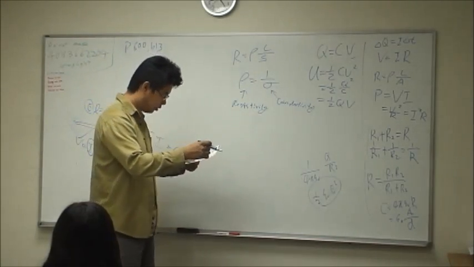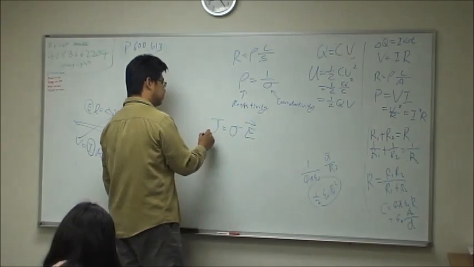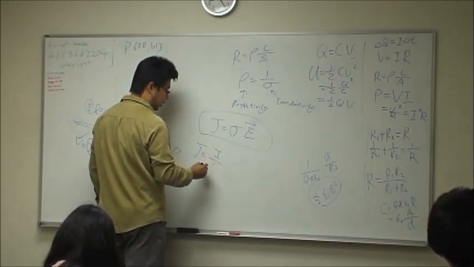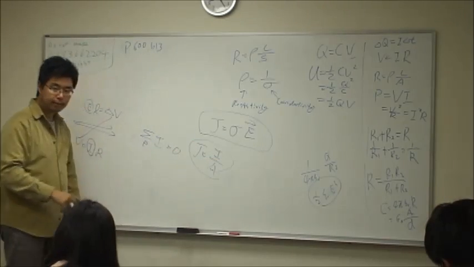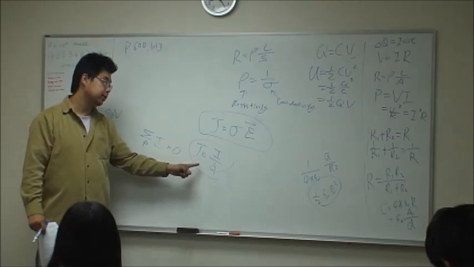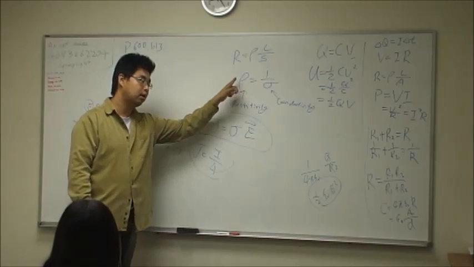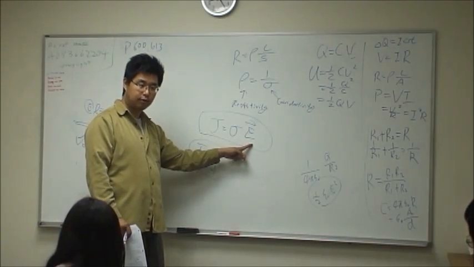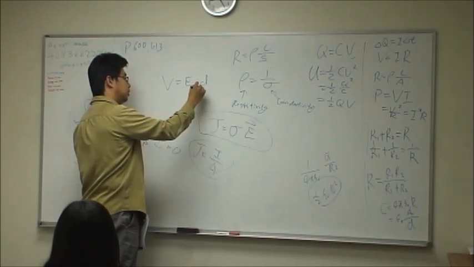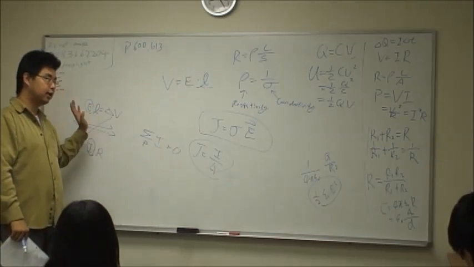And one important thing there will be J equal to sigma times E. J is current over area, meaning current density. The current over the area of the resistor is the current density. The current density depends on the material itself, the conductivity, which is 1 over rho, and then the E field. The E field depends on the voltage. The voltage is equal to the E field times the length of the resistor. So these things connect everything.